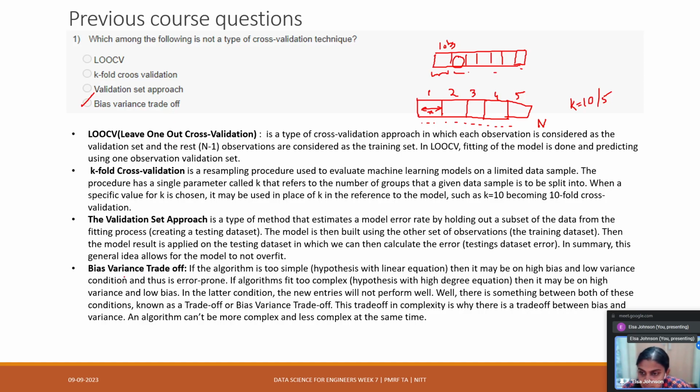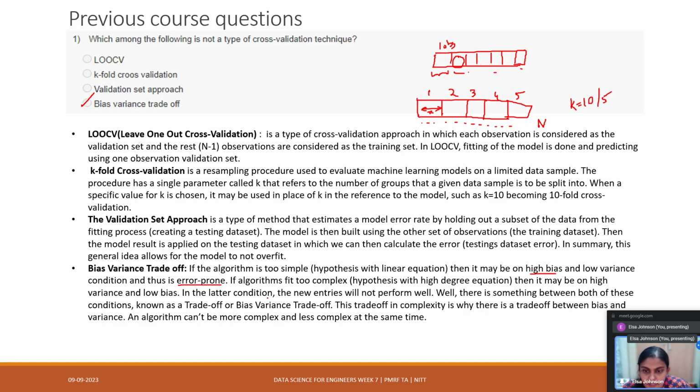Bias variance trade-off means that if the algorithm is too simple, like a hypothesis with a linear equation, then the model might have high bias and low variance, and in that case it is error prone.